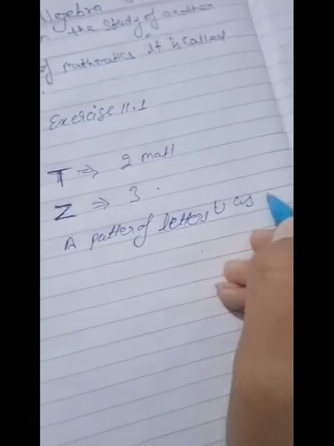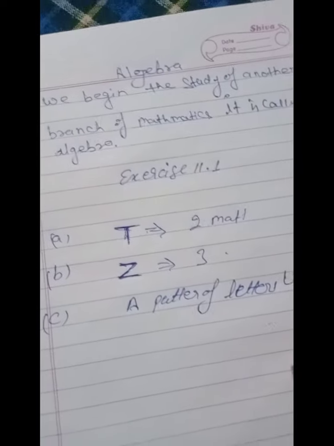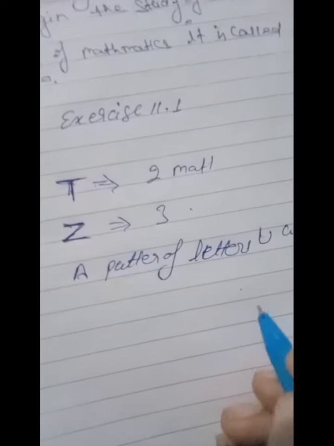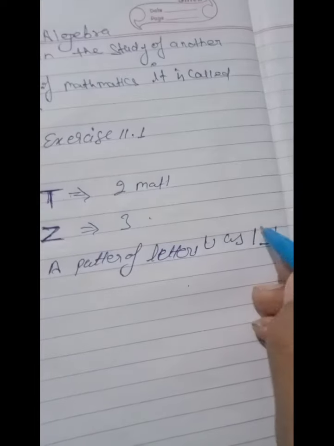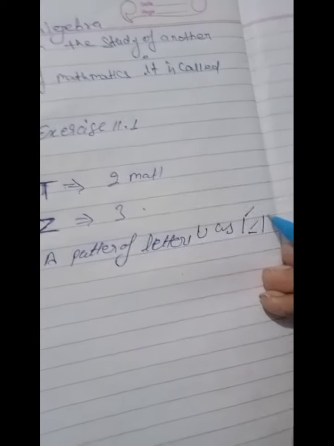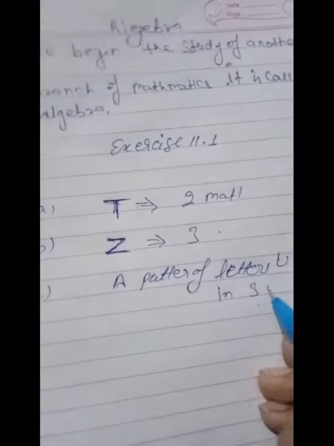U, in this way, this is written. So how many matchsticks are used in this? So first is this one, second and third. So in U there are 3 matchsticks used, so the answer is 3.